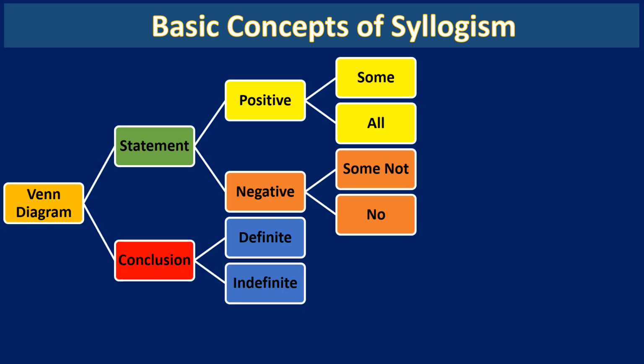In syllogism, there are four basic types of statements that can be made about the relationship between two classes or categories. Some A are B. All A are B. Some A are not B. And no A is B. These statements can be either positive or negative, depending on whether they assert that there is a relationship between the two classes, positive, or that there is no relationship between the two classes, negative. Statements can then be used to draw conclusions about the relationship between the two classes. These conclusions can be either definite or indefinite, depending on whether they assert that the relationship between the two classes is certain, definite, or possible but not certain, indefinite.